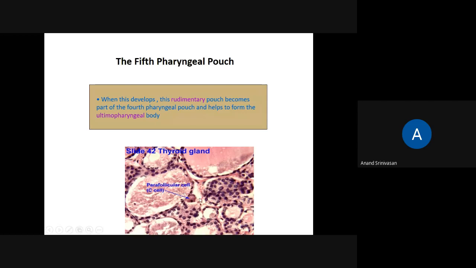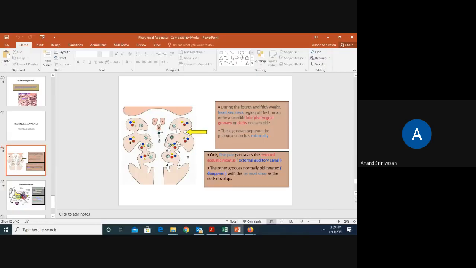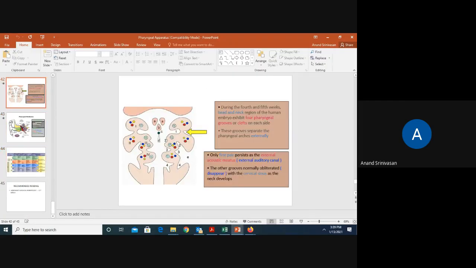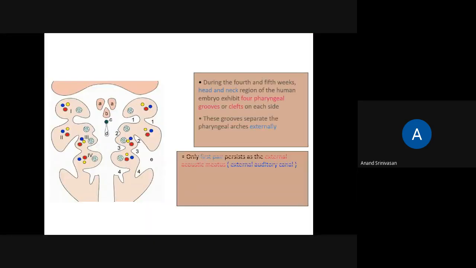So these are the parafollicular cells, the ultimobranchial body. These are the ones which are called parafollicular cells or C cells. Regarding the others, there is the pharyngeal groove. This is the last one, the pharyngeal groove.